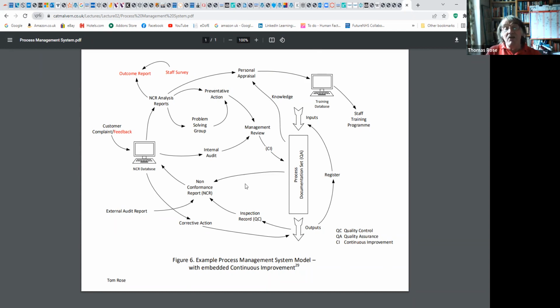So if you're interested in quality management systems, you have to understand this diagram, and you have to understand process management. And it is a massive task at the moment for the NHS to achieve this, but it's absolutely not impossible. But they do need to start working on it now if they want to implement quality management.